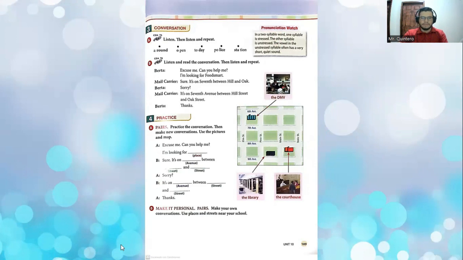Page 189. Conversation. Exercise A. Listen. Around. Open. Today. Police. Station. Listen and repeat. Around. Open. Today. Police. Station.